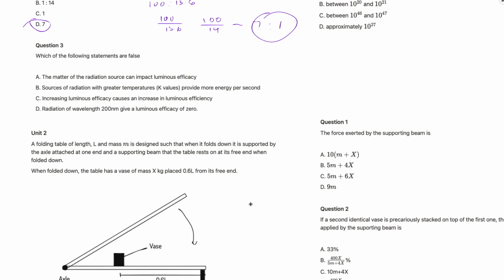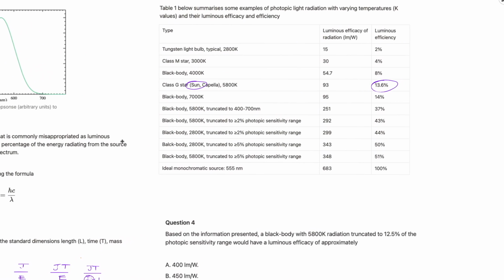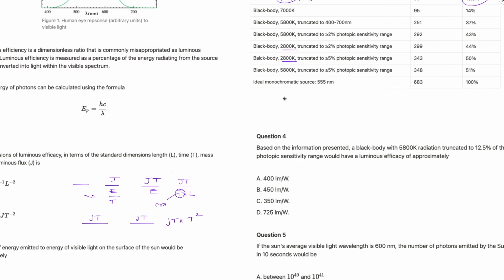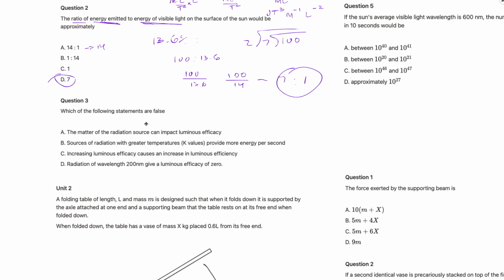Which of the following statements are false? So, the matter of the radiation source can impact luminous efficacy. That is definitely true, because we can see that with the matter here, we've got a tungsten light bulb versus others at 2800K. There's a few different things. We've got all these other 2800K numbers as well, and they all have different efficacies. So clearly the different material is having some kind of an impact. So that one would be true, and therefore is not our answer.